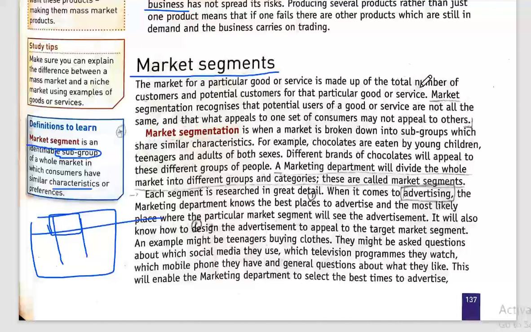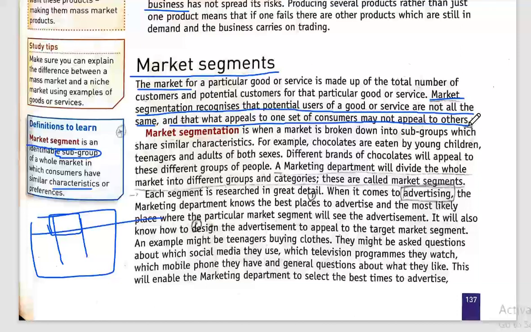So over here, the market of a particular good or service is made up of the total number of customers and potential customers for that particular good or service. And they're just repeating something we've explained earlier in the video. The market segmentation recognizes that potential users of a good or service are not all the same, and that what appeals to one set of consumers may not appeal to others.